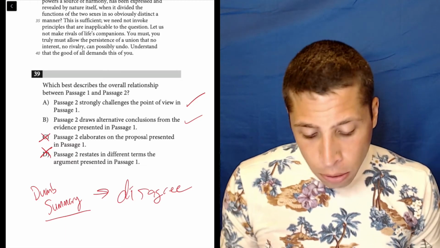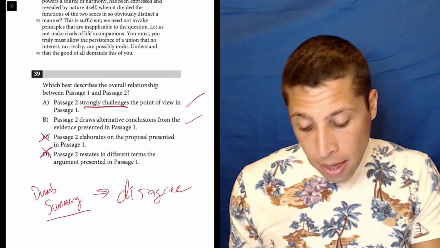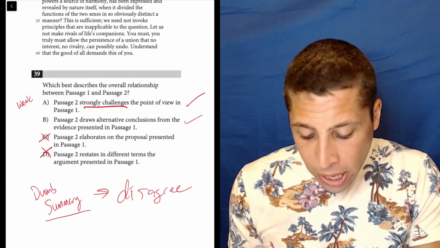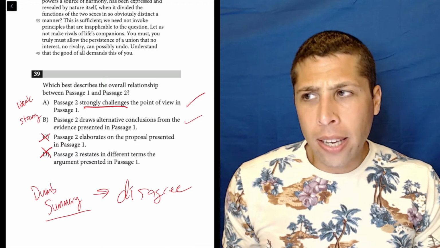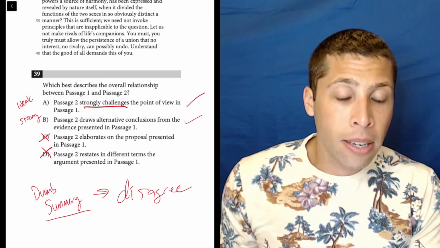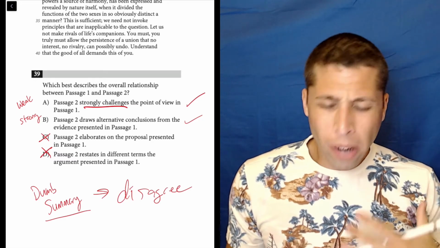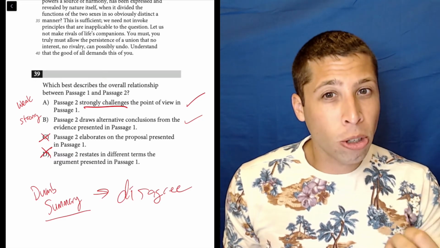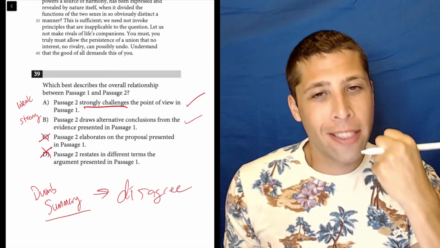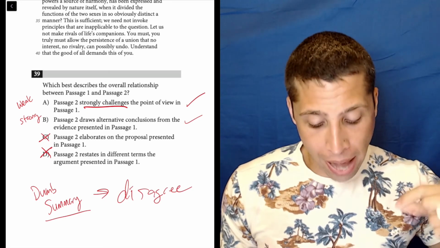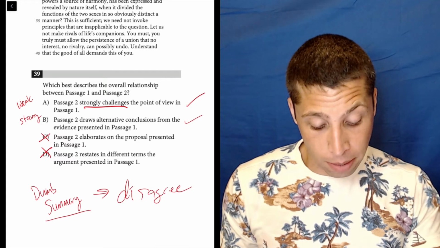Honestly, even though it uses the phrase strongly challenges, choice A to me is a weaker choice than choice B. And I mean weak in the sense that it says less, right? It basically just says what my dumb summary says, that they disagree. Whereas B goes a little further. It starts to describe the nature of the disagreement: passage 2 draws alternative conclusions from the evidence presented in passage 1.